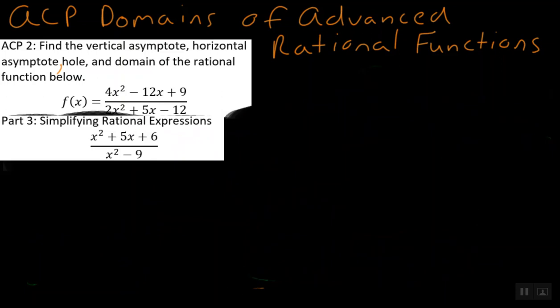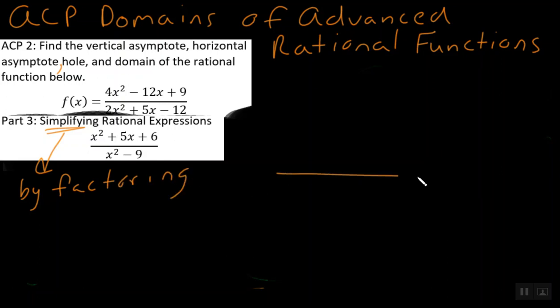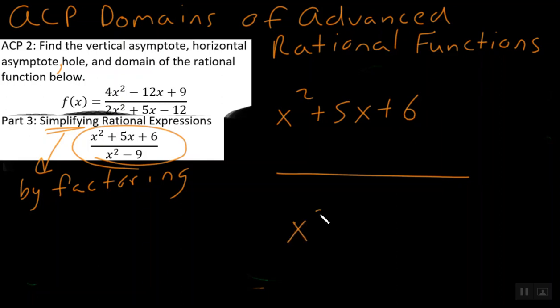Okay, part 3. How in the world do you simplify a rational expression? Well, you always simplify by factoring. That is our number one go-to. You want to factor the top and the bottom. So over here, let me just draw ourselves a fraction bar. And up a little bit above it, I'll put x squared plus 5x plus 6, because we want to simplify this rational expression. And down below, just a little bit off that line, we'll put x squared minus 9.